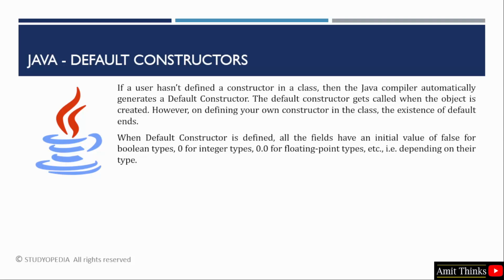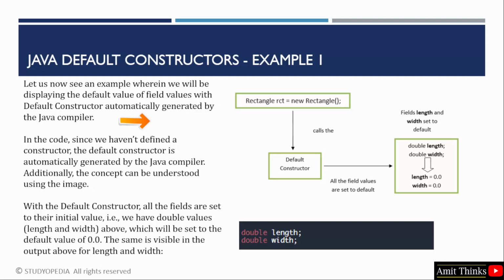But when you define a constructor in your class, the existence of the default ends. So what does the existence of the default mean? It means that when a default constructor is defined in a class, all your fields will have an initial value of 0 for integer type, 0.0 for floating types, false for boolean type, and others. It also depends on the data type of the fields. So what happens in the default constructor? Let us see our first example.